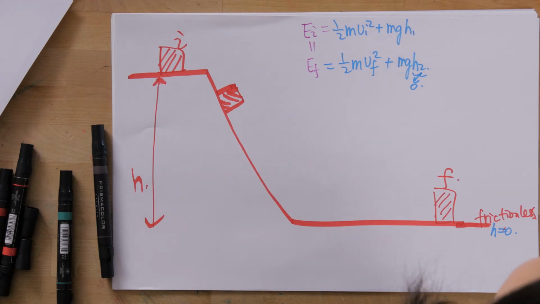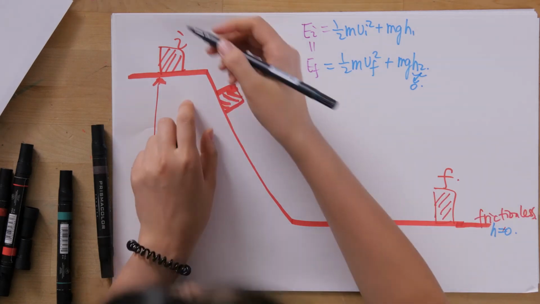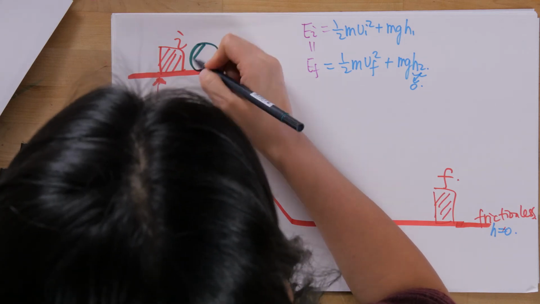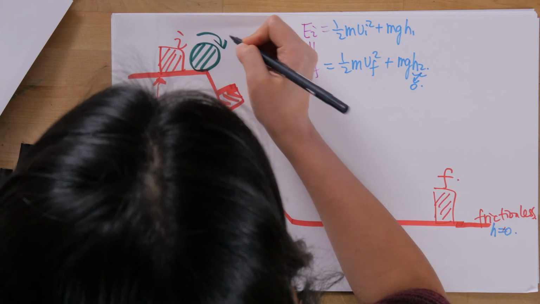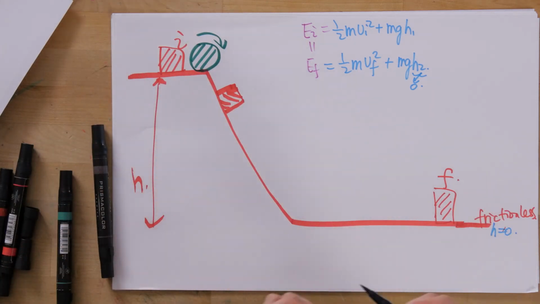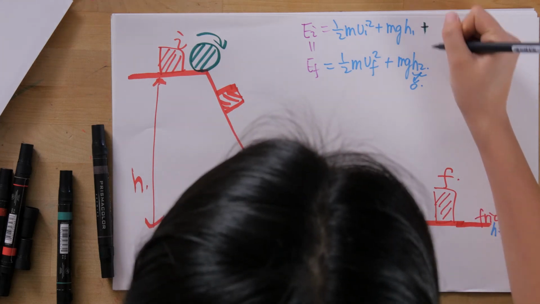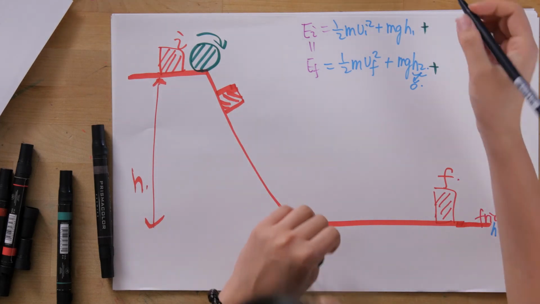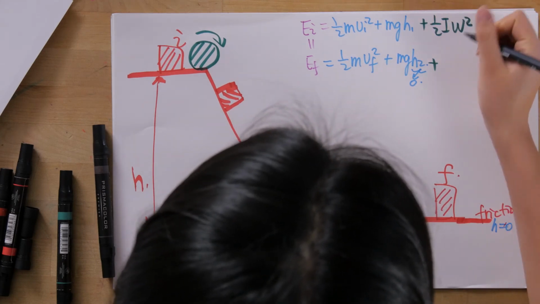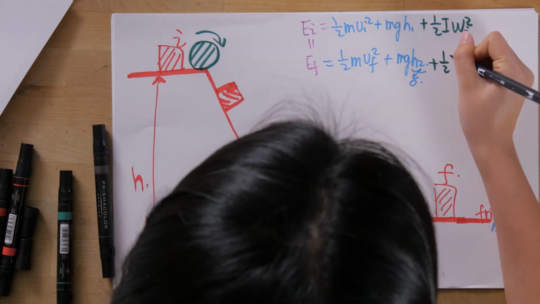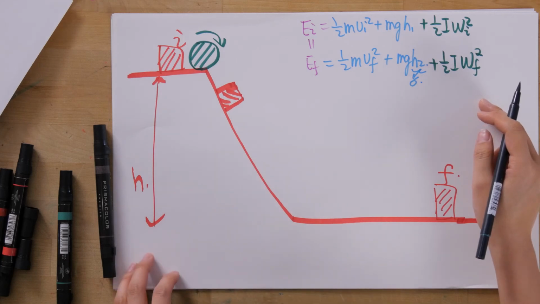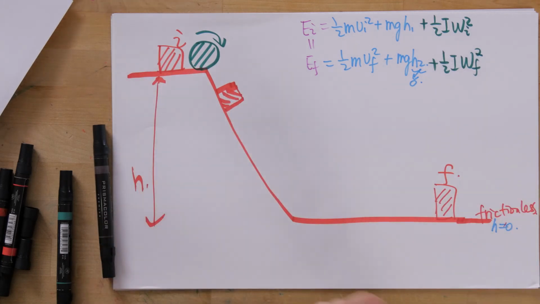Now I'm changing the setting a little bit. If this object is a cylinder or a ball, it's rotating down the slope to here, then we have one more energy involved. So what is this energy? It's the rotational kinetic energy because this ball is rotating.